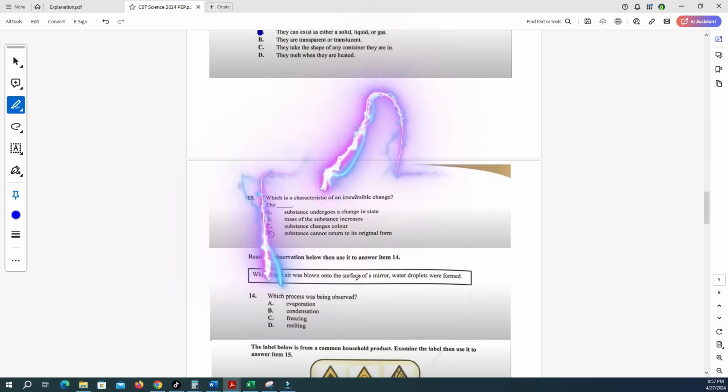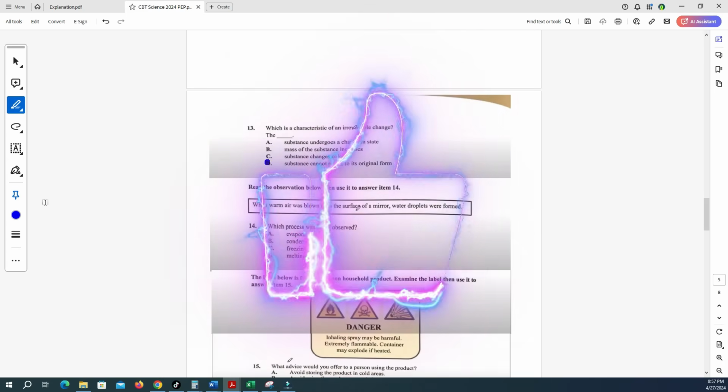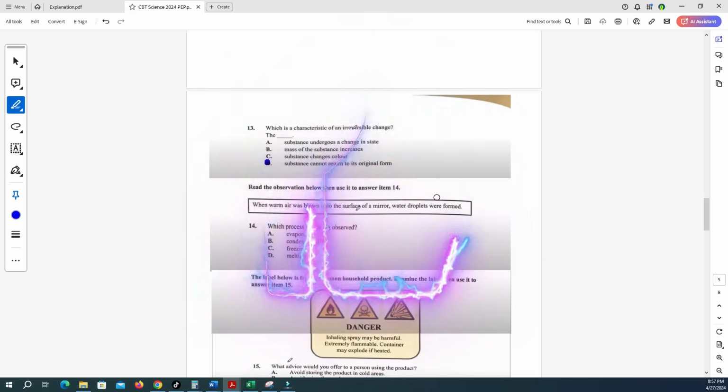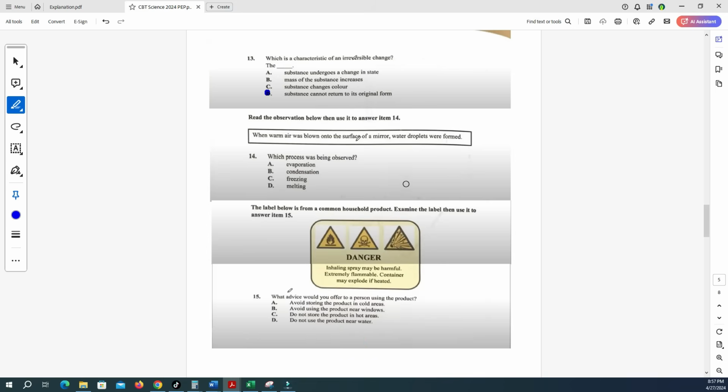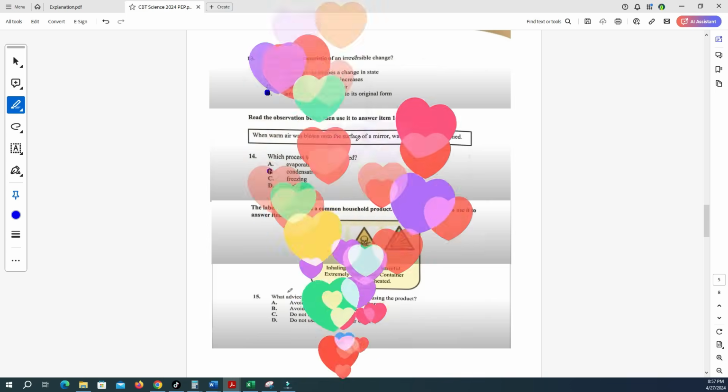Substance cannot return to its original form, so it's D. Read the observation below, then use it to answer 14. When warm air was blown onto the surface of a mirror, water droplets were formed. That sounds like condensation to me, like how it rains.